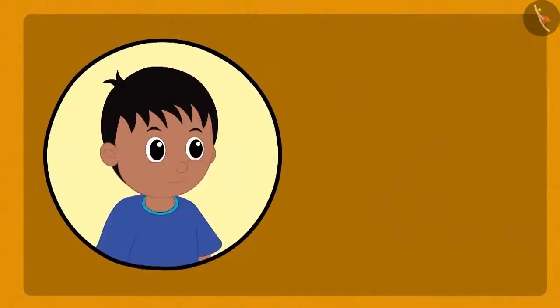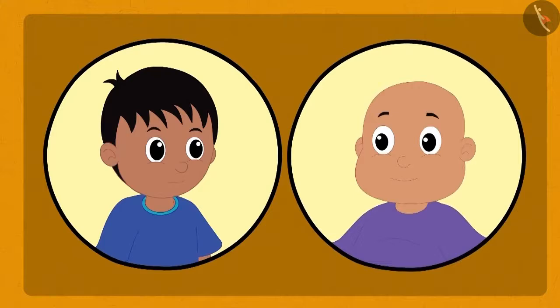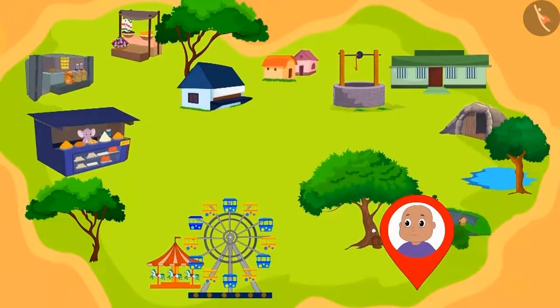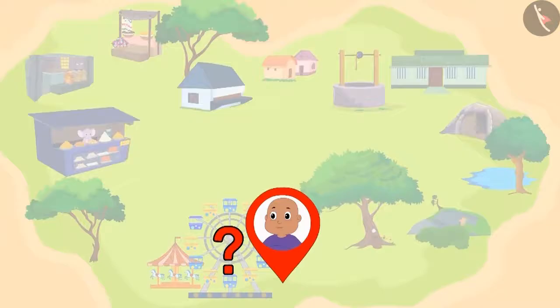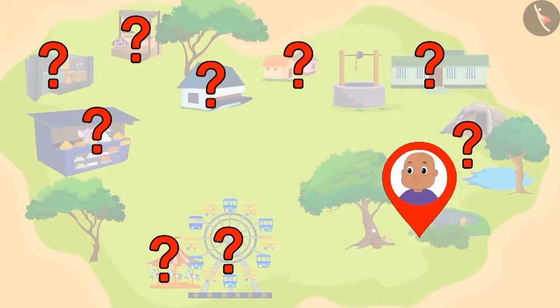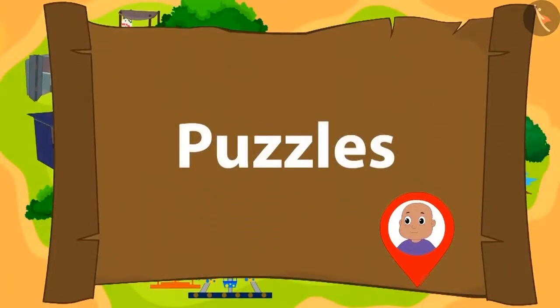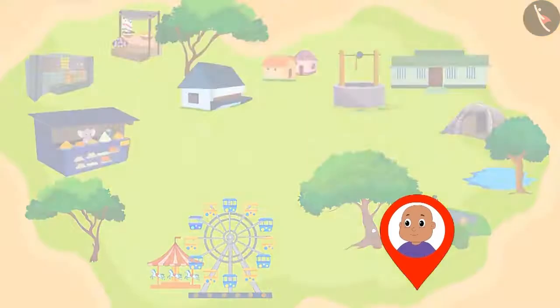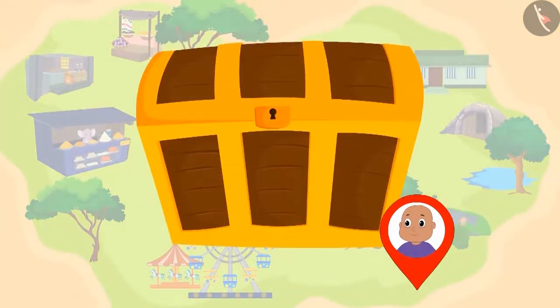Raju and Bablu are playing a unique game. Raju has hidden some puzzles for Bablu in the village. After solving each puzzle correctly, Bablu will reach the location of the next puzzle. There, he will find another puzzle. Once all the puzzles are solved, Bablu will find Raju's hidden object.